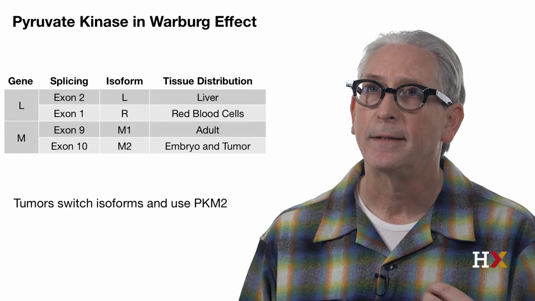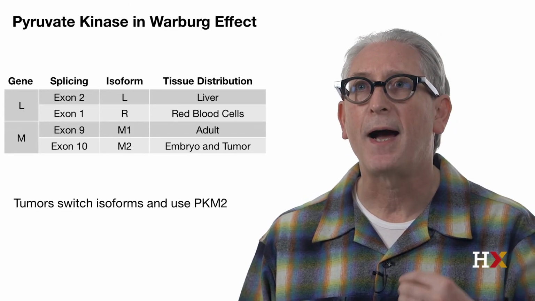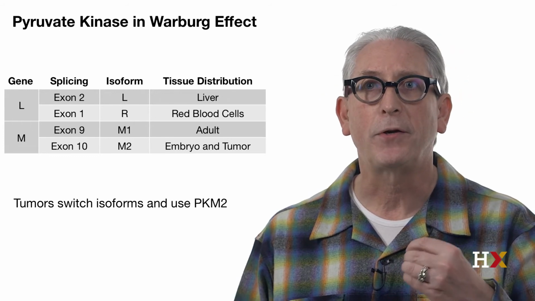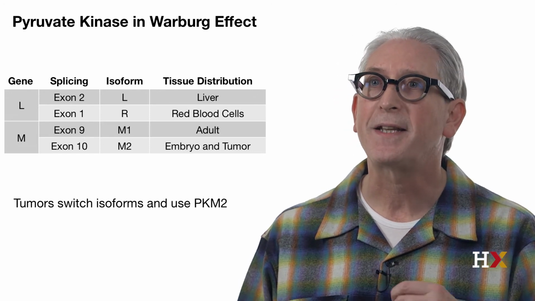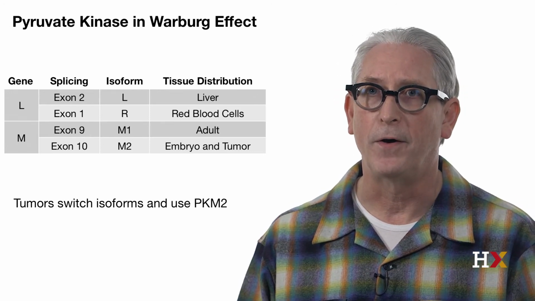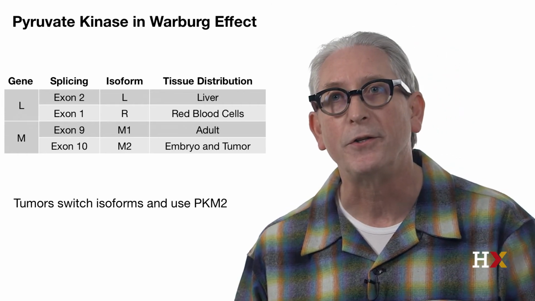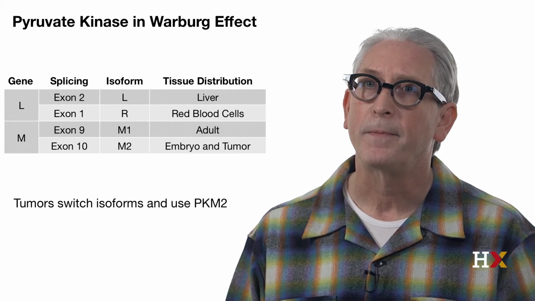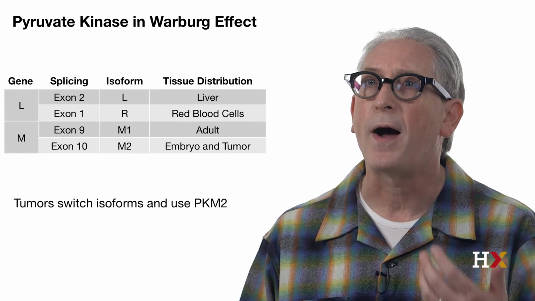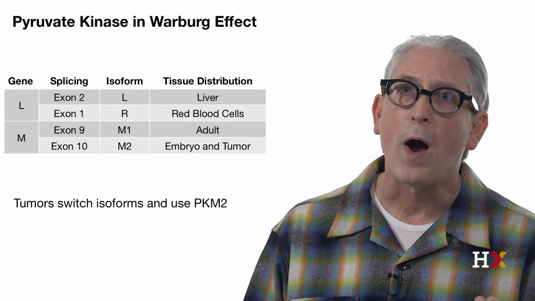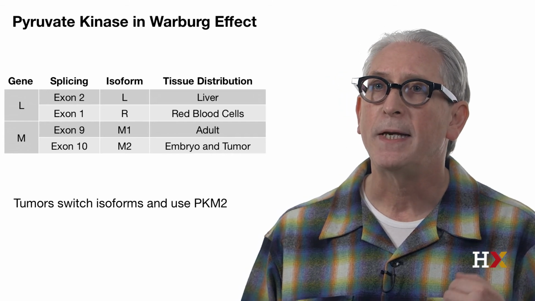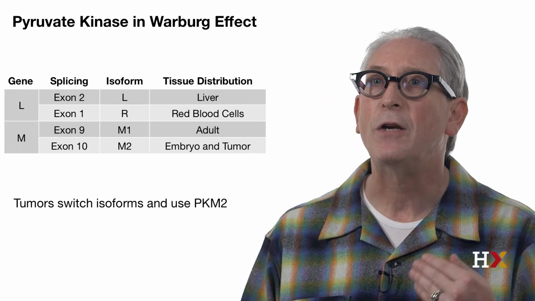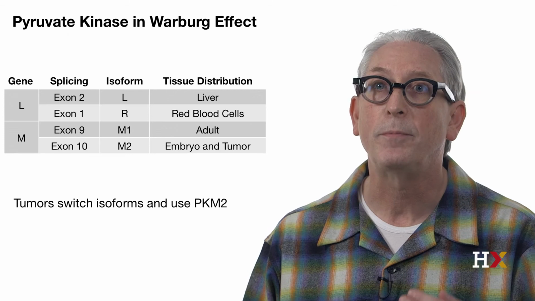The gene L is transcribed, and the transcripts are alternatively spliced to produce 2 isoforms. The L isoform, that contains exon 2 but not exon 1, is expressed in the liver. The R isoform, that contains exon 1 but not exon 2, has an expression restricted to red blood cells. Similarly, the M gene produces 2 variants by alternative splicing. M1, the most common form of the enzyme, is found in a large variety of tissues. M2 is a variant that is produced in rapidly dividing embryonic cells and in tumor cells.